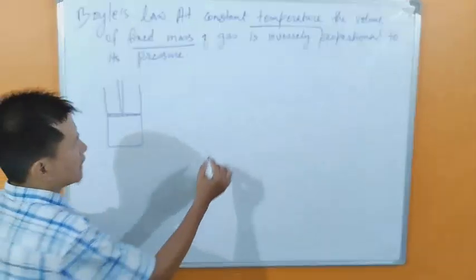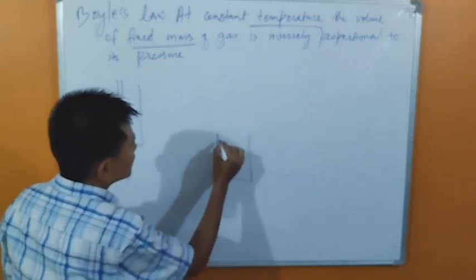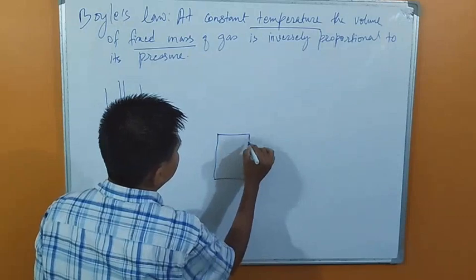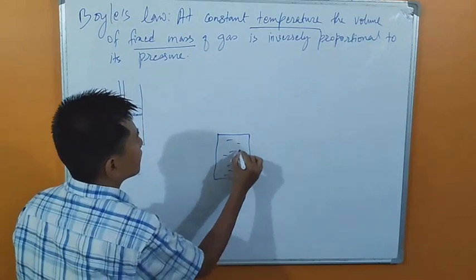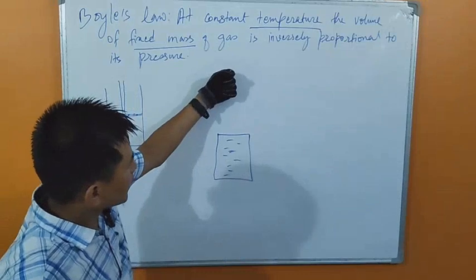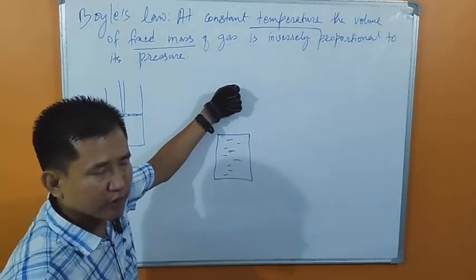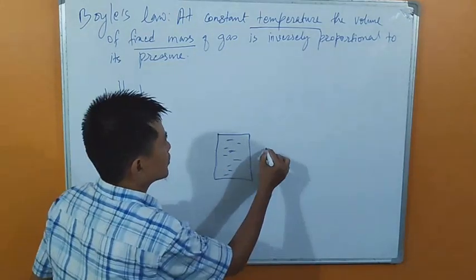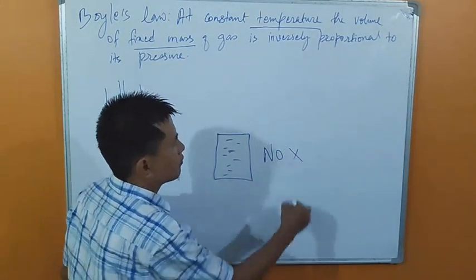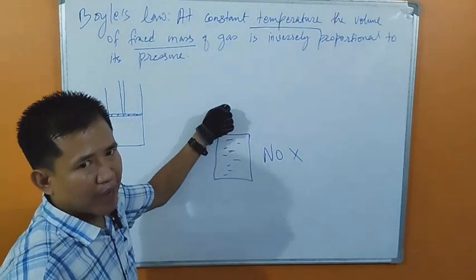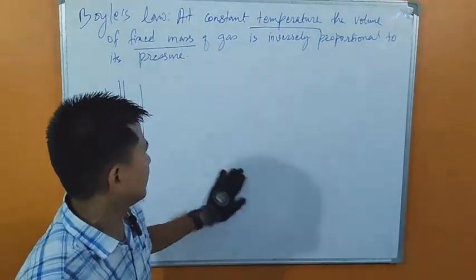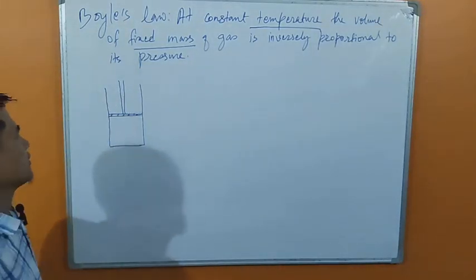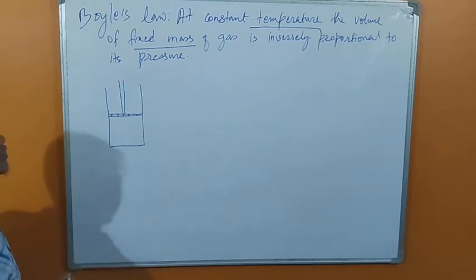Before going to this, here is a bucket of water and the capacity of this bucket is 10 liters, and this bucket is full with 10 liters of water. Now, can you apply pressure and compress the volume of water? The answer will be no. You cannot compress liquid by applying pressure. But it is different in the case of gas. If you apply pressure, you can compress gas. That's what Boyle's Law wants us to know.